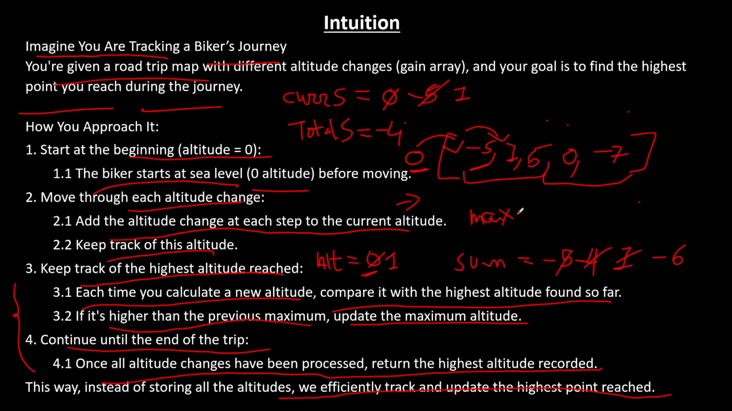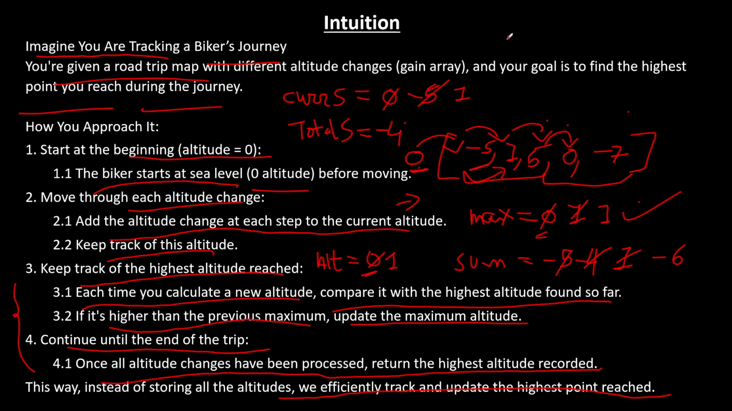Currently max is 0. Then when we compute the sum of 0 plus -5, we get -5. We cannot store -5 here, because -5 is less than 0. When -5 goes to 1, it's -4. Again we cannot store it. But as soon as -4 plus 5 happens, we get 1. So we store 1 here. 1 plus 0, again 1. 1 plus -7 is -6, we cannot store that. So we return this answer.